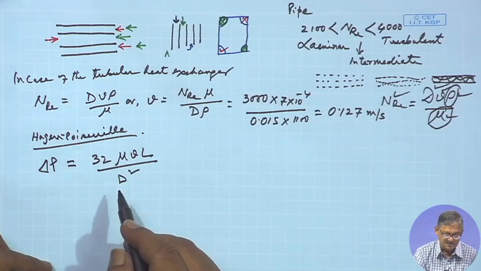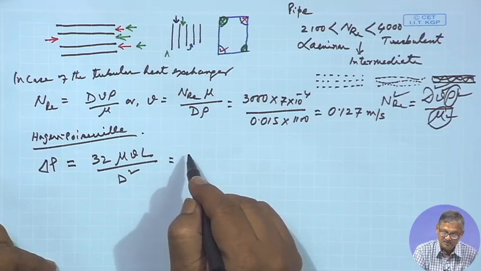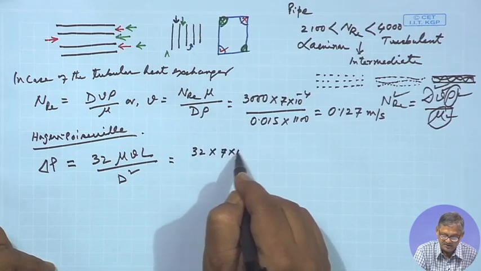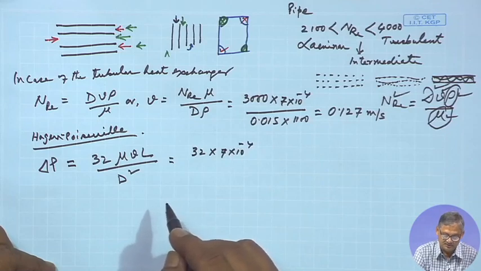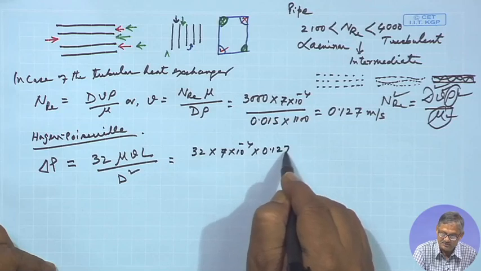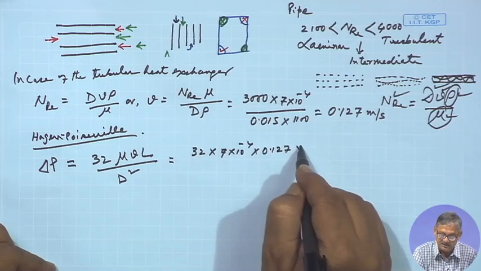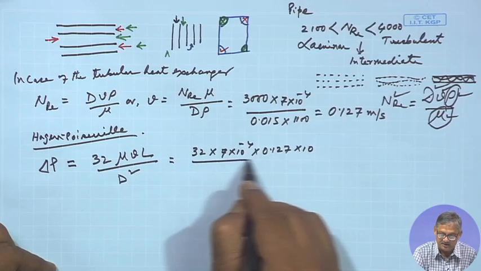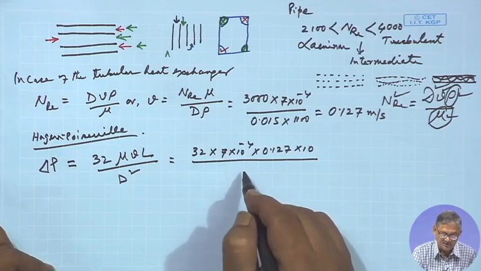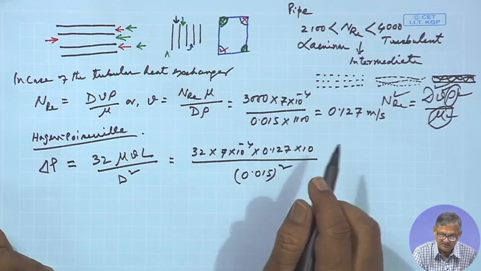So, in this case, delta P becomes equal to 32 into mu, which is 7 into 10 to the power minus 4, right? V we have found out just now, 0.127, right? And we have been told that the length is 10 meter. So, if it is so, then d was 0.015 square, right?